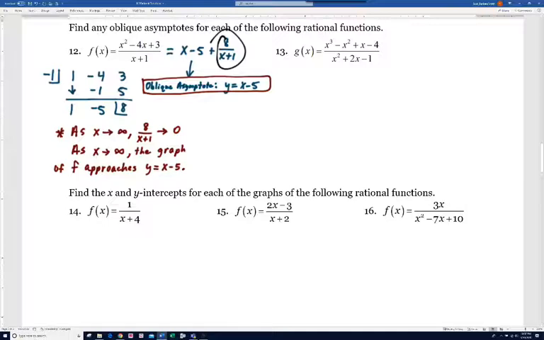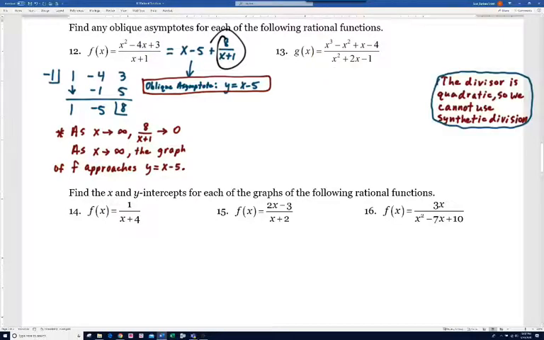So notice here we're doing division, and we're not going to be able to use synthetic division because this is not a quadratic expression that we're dividing by here. I'm going to go ahead and make that note off to the right here. So our divisor is quadratic. We can't even use synthetic division. So we're going to use long division on this one. So I've set it up. So remember, we want to look at our leading terms.